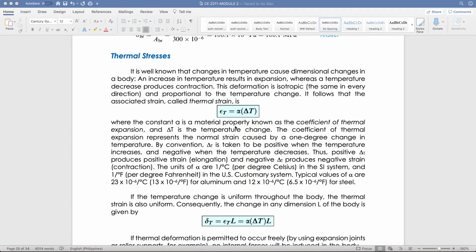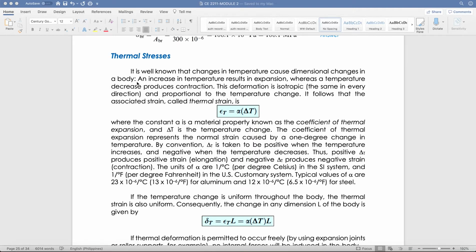So welcome to part 7 of our module 2 for the topic of strain. So we have here thermal stresses. It is well known that changes in temperature cause dimensional changes in a body. If the temperature increases, or umiinit yung temperature, the material tends to expand. Okay? Lumalaki yung material natin.